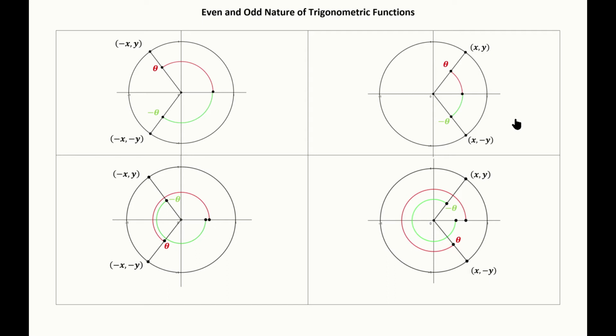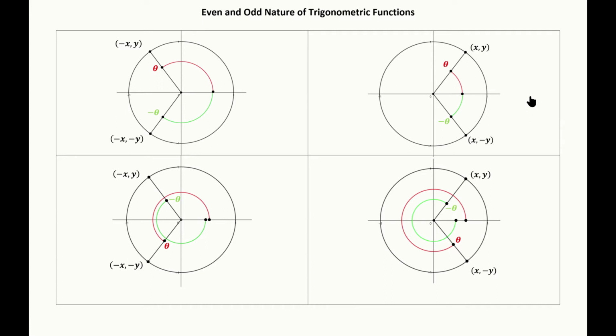So whether we're looking at theta or negative theta, the cosine of both is the same. And as we just discussed in the previous screen, this makes the cosine function an even function, because cosine of negative theta is the same as the cosine of theta. Again, cosine of negative theta, negative x here, is the same as the cosine of theta. And for all of them, the same thing holds.